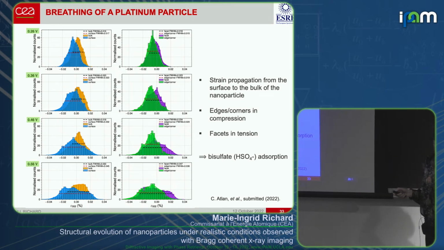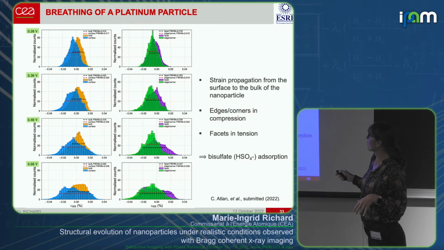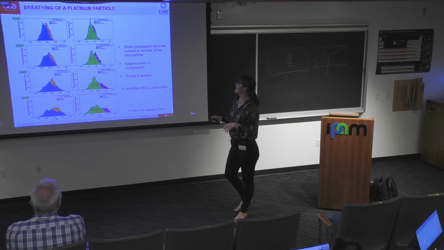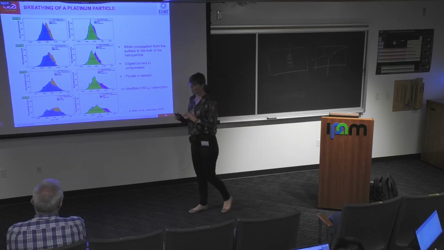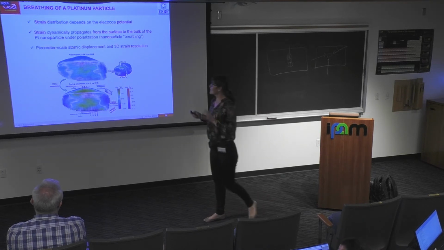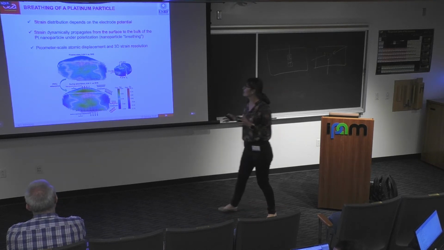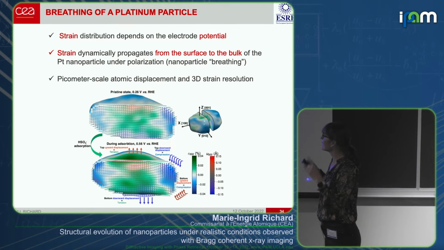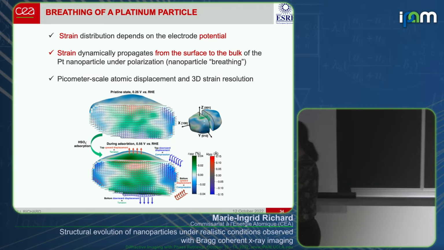But for the surface, we can concentrate on facets and edges. So edges and corners, here in green, are moving in the negative direction, so in compression, and the facets are going in the positive direction, in tension. And we know that we have some bisulfate adsorption in this region. So here, in this double layer region, we were able to see the adsorption of ions, preferentially on the corners and edges of the particle, and that the strain propagates from the surface to the bulk.